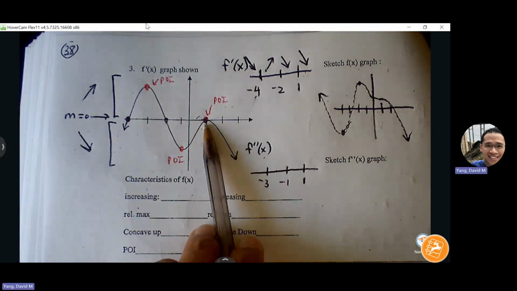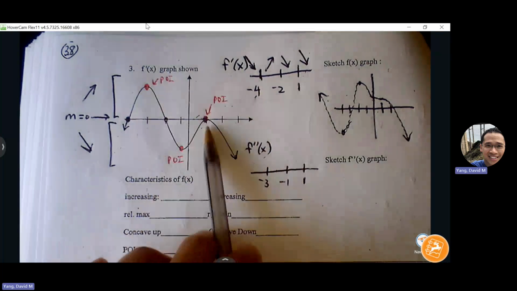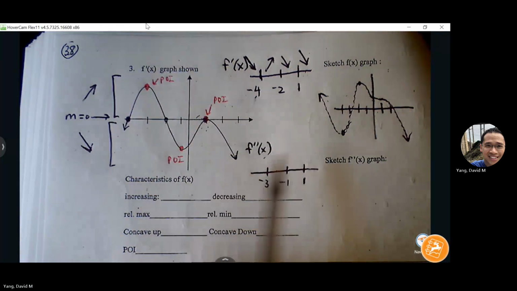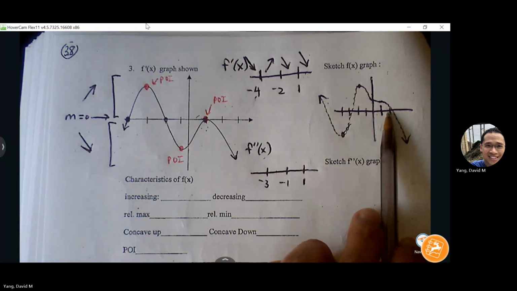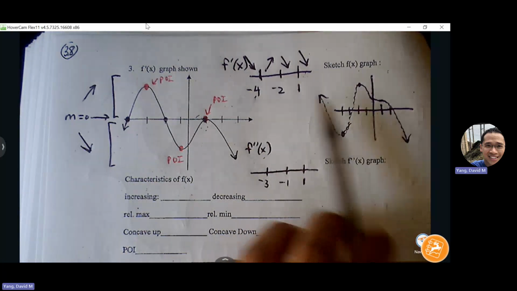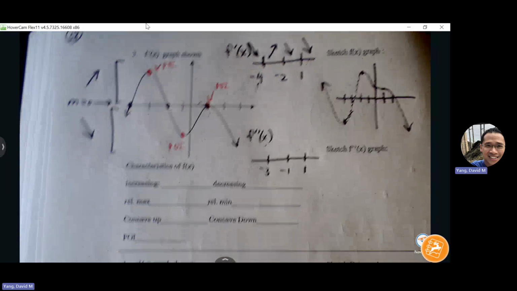Oh, you mean right here? Yes. It doesn't matter. So any peak or valley of your f prime graph is your point of inflection. Right now I'm not matching this up with concavity. I just want to get the basic shape.